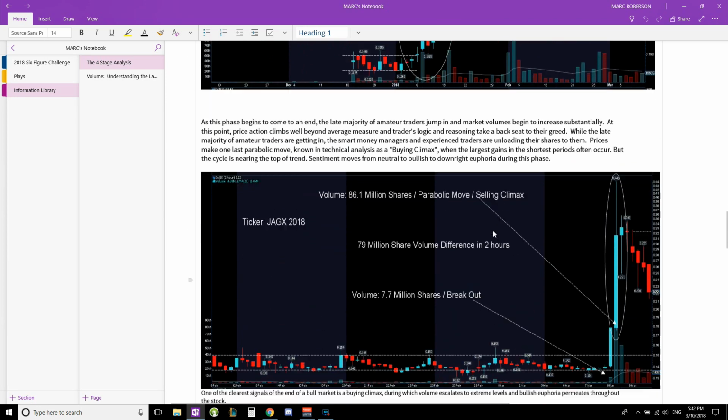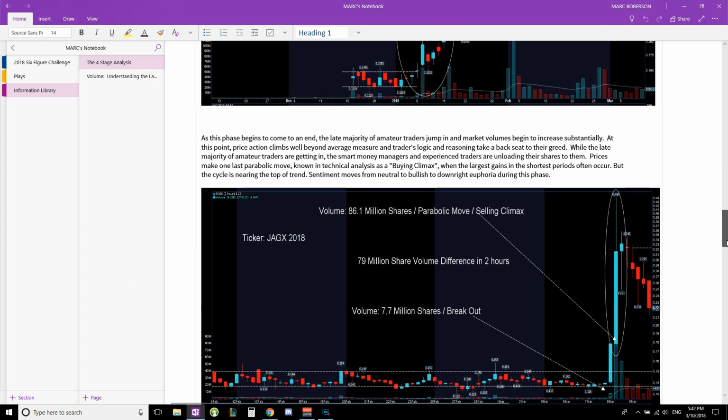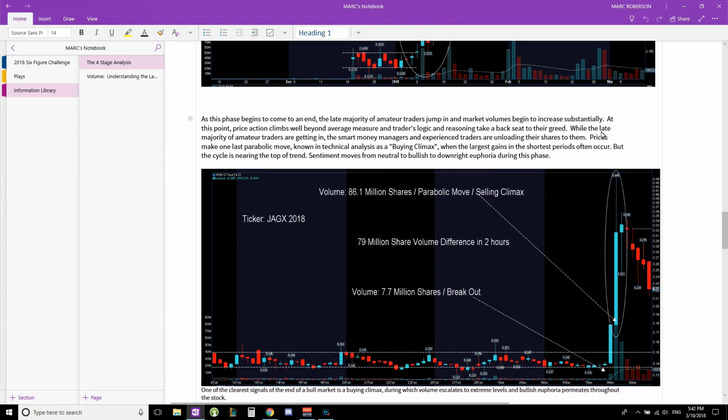Now another thing you should keep in mind, as this phase begins to come to an end, the late majority of amateur traders jump in and market volume begins to increase substantially. At this point, price action climbs well beyond average measure, and traders' logic and reasoning take a backseat to their greed. While the late majority of amateur traders are getting in, the smart money managers and experienced traders are unloading their shares to them.